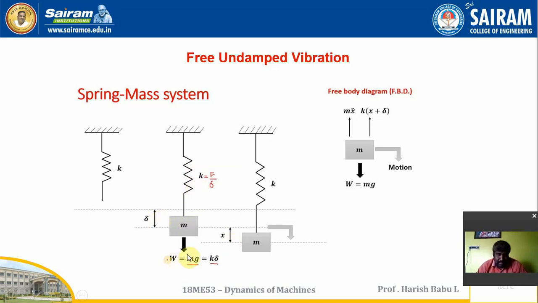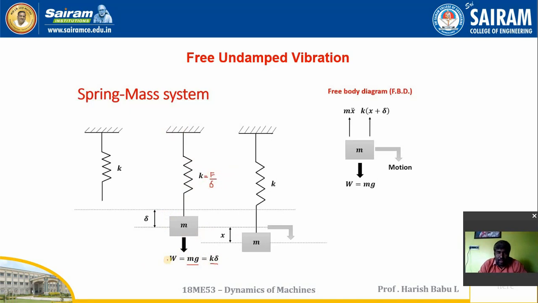Whereas the weight of the mass, because it is acting due to gravity, will be W is equal to m into g. So mg should be equal to K delta, that is the force acting on that. Then you can say that the complete system, the spring mass system, is at an equilibrium position.